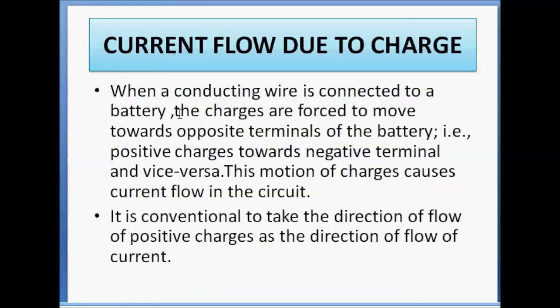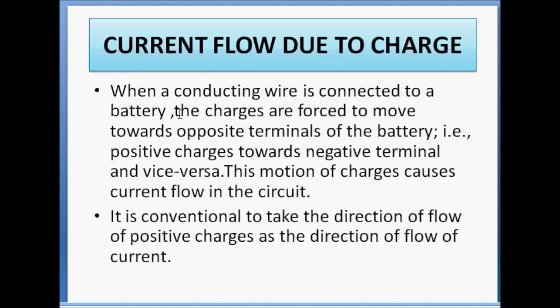Next we are discussing is current flow due to charge. Now let us imagine we connect a conducting wire to a battery, and apply a voltage from the battery. Now the battery creates an electric potential or electromagnetic field. We just discussed it. So as a result, the charges in the wire or the material of the wire are forced to move. Now how are they going to move?